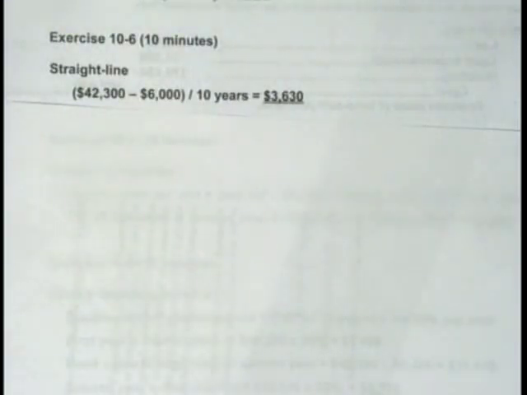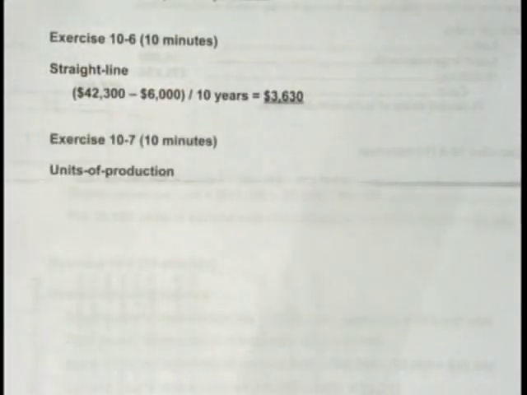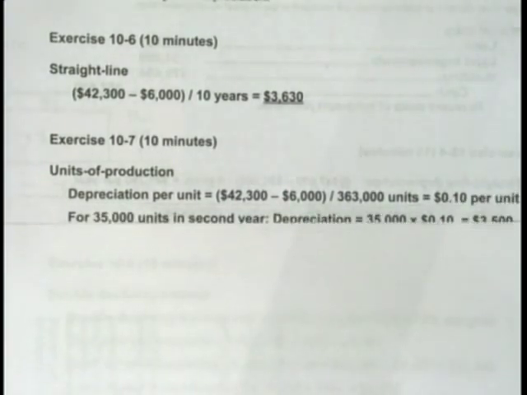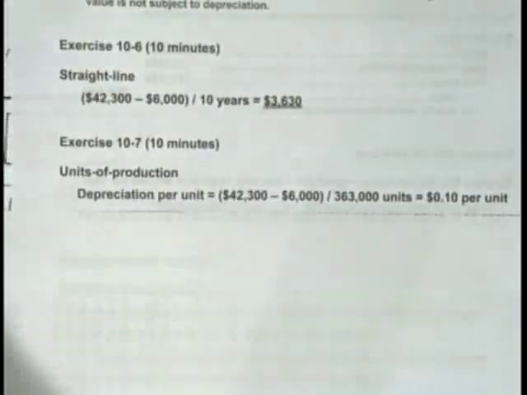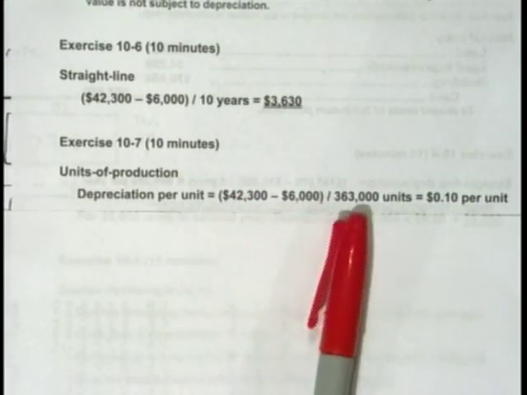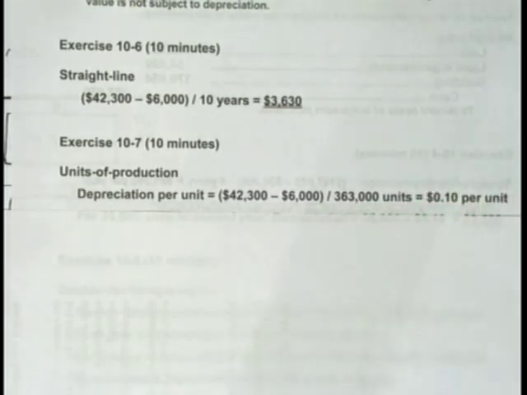All right. Well, let's move on to 10.7, because I think what they want us to do is determine the machine's second year depreciation using the units of production method. Okay? So let's do that. The first thing we have to do is figure out our depreciation per unit, don't we? So we take our cost minus our estimated salvage value divided by the total amount of production we think we're going to get out of that machine, 363,000 units. Thus, we're going to depreciate 10 cents per unit each period.